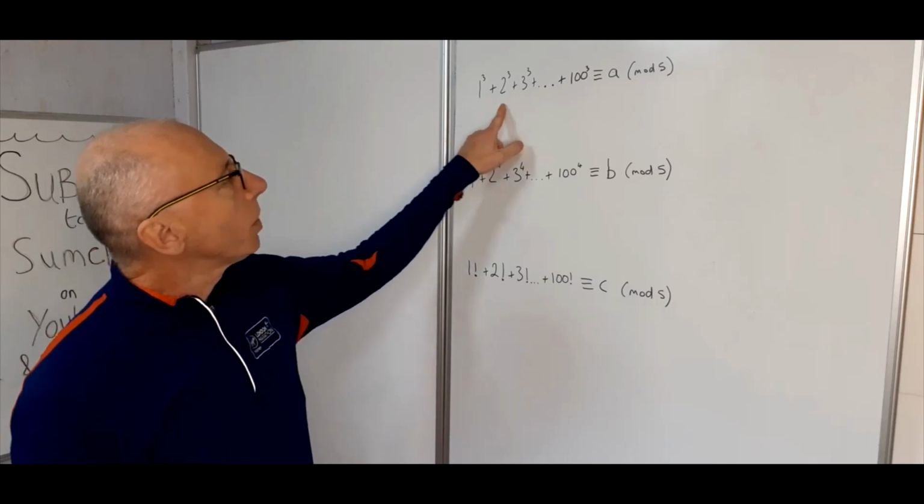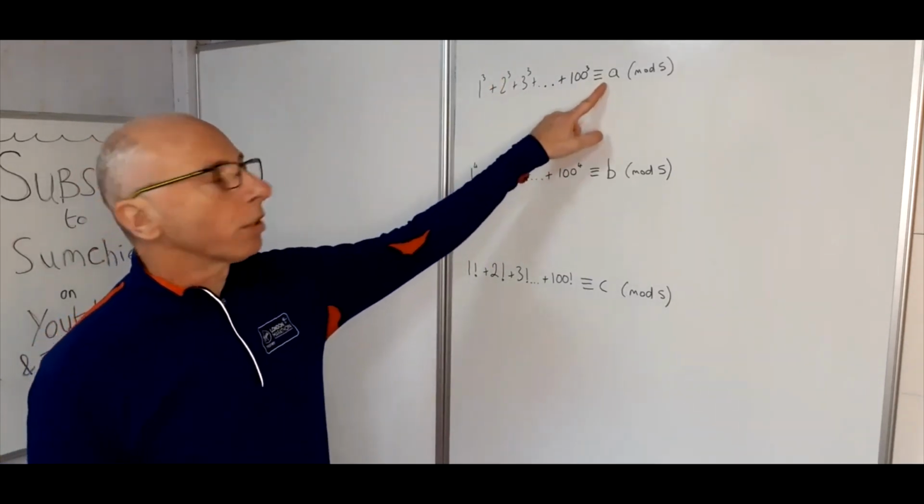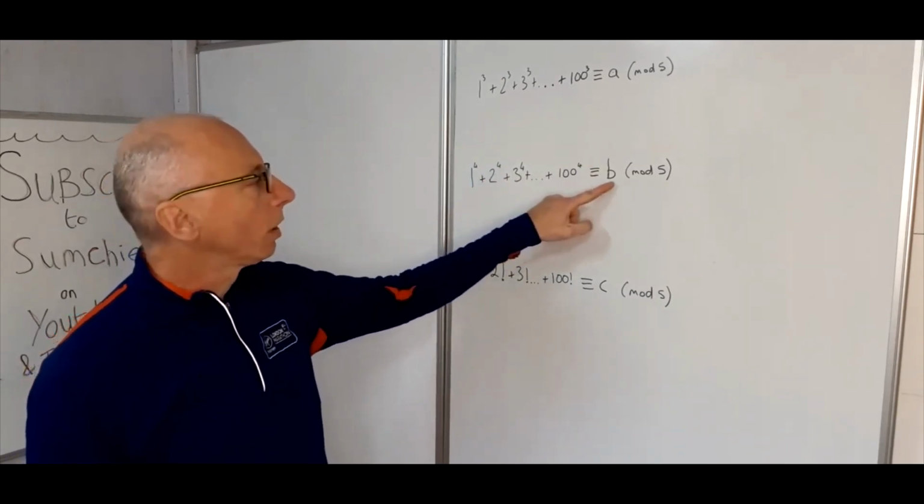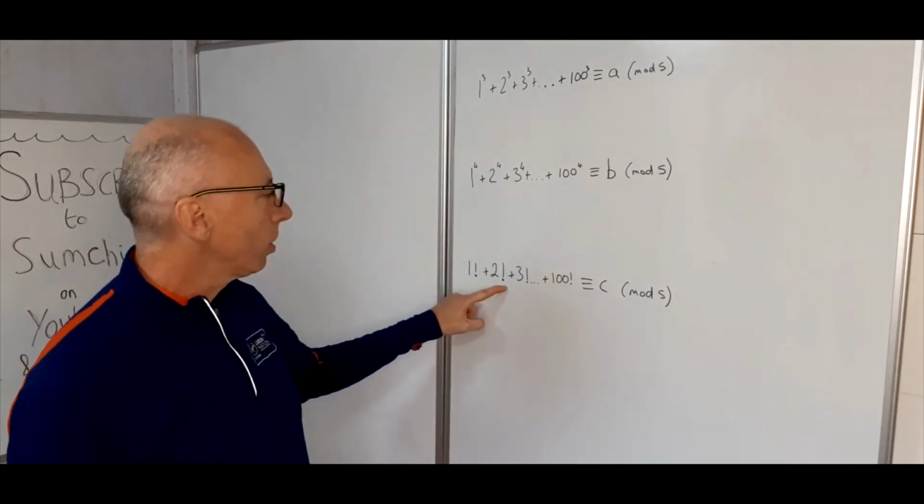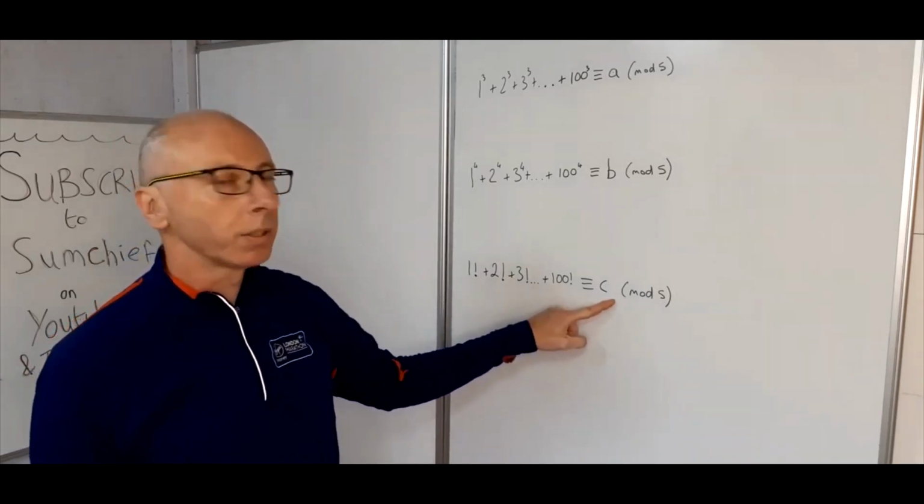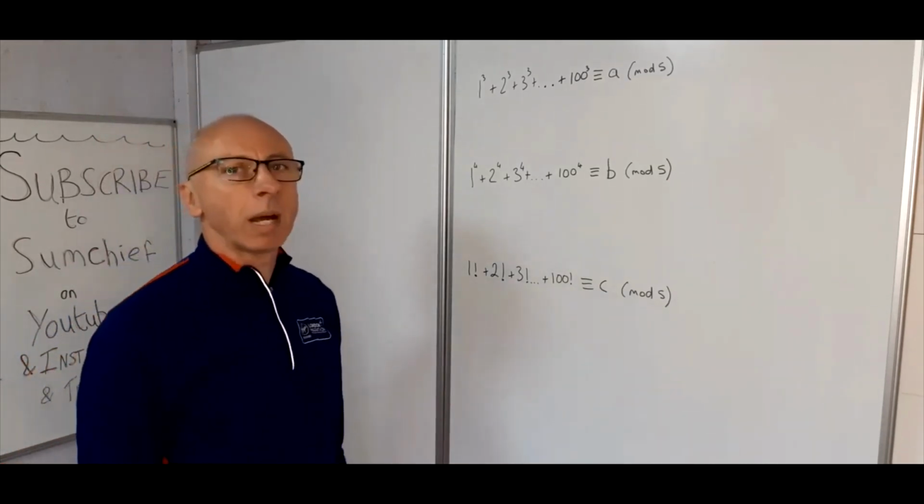This is the sum of the digits from 1 to 100 cubed, and what it's congruent to. This one is to the power of 4, and what it's congruent to. And this one is the sum of all the factorials up to 100 and what that is congruent to. So we're going to use some properties of congruence and see what happens.